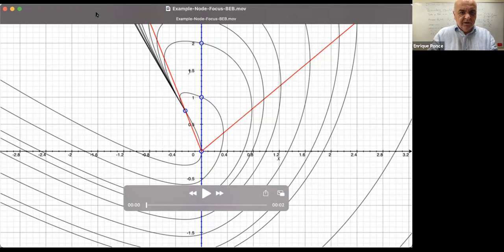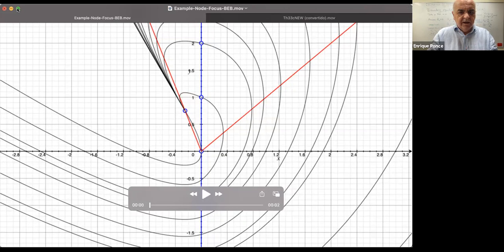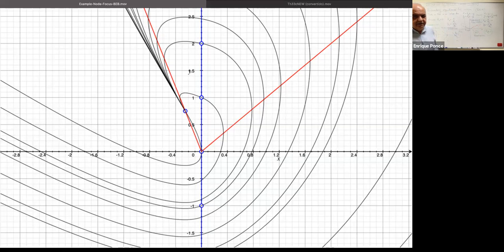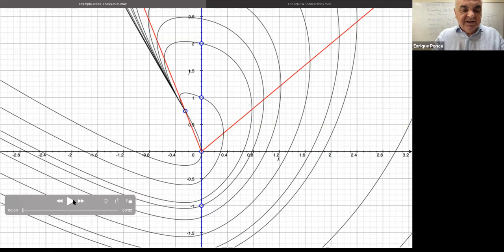Okay. You see the picture. Perfect. You see the phase plane of a situation like this, the persistent scenario for the boundary equilibrium bifurcation. Then let's start the movie.